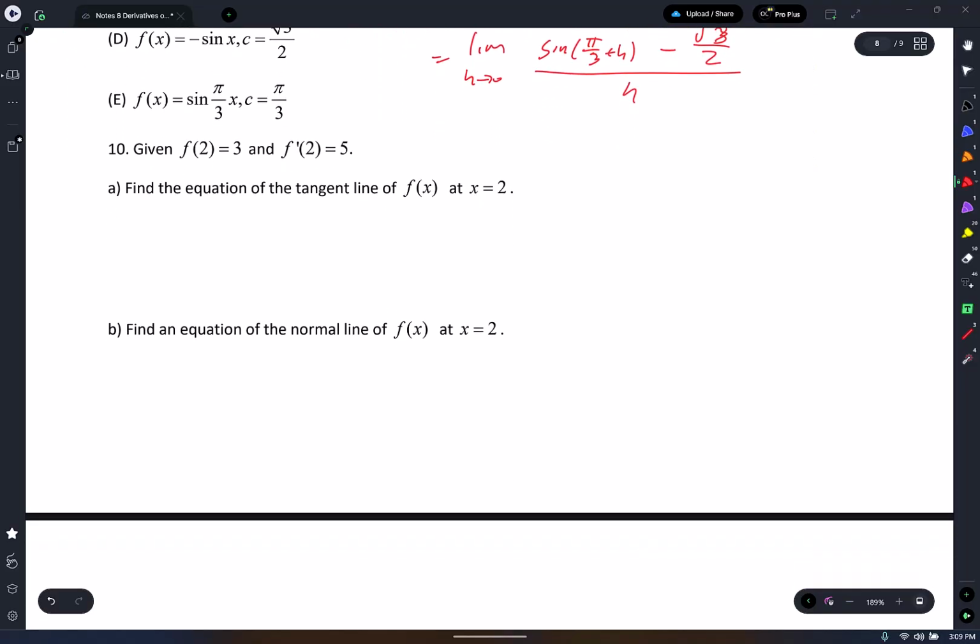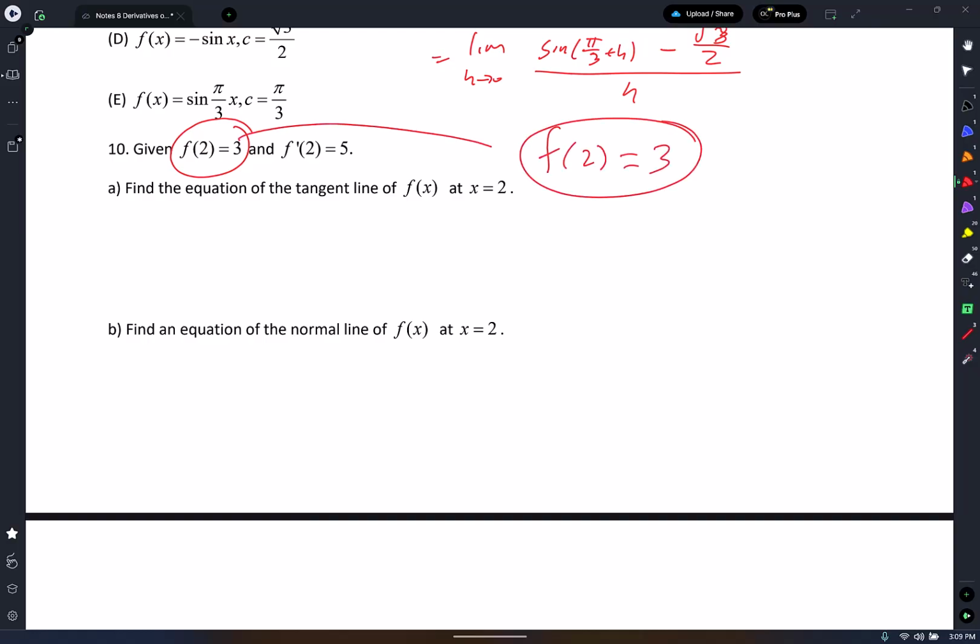Number 10, letter A. Find the equation of the tangent line at x equals 2. What are the two things I need for a tangent line? Say it loud. Slope and point, or point and slope. Do I have a point? This is a point, guys. The point is (2, 3). Do I have a slope? This is your slope, your tangent slope at x equals 2, guys.